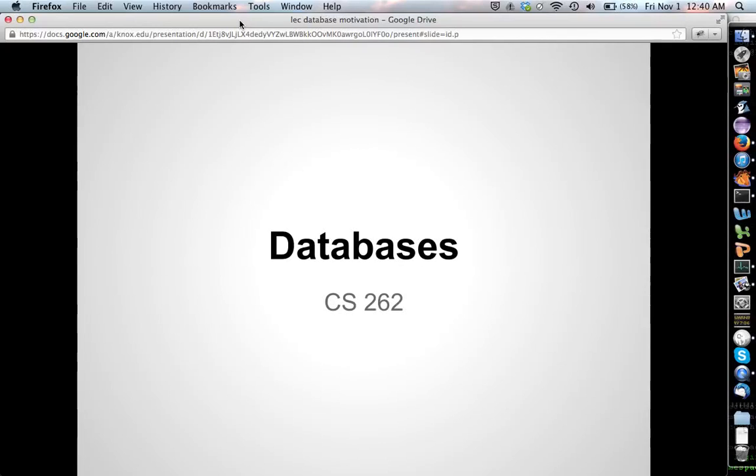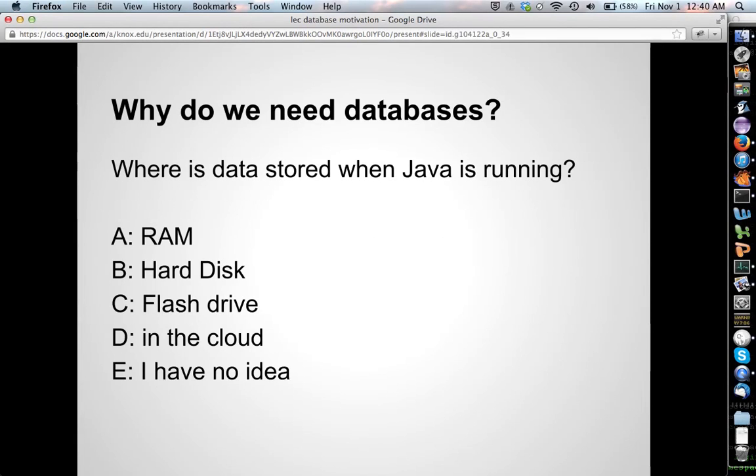And we're primarily going to be talking about the motivation for databases. So I'll give you a chance to answer this on Moodle. Why do we need databases? That's sort of the question. And the sub-question here, where's the data stored when Java's running? So if you're running a Java program and you've got some data structures, where are those stored? Go ahead and answer that, and then we'll come back.